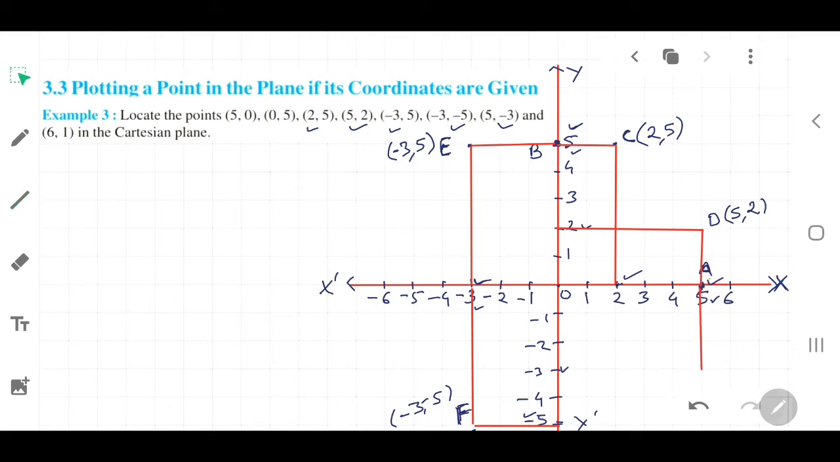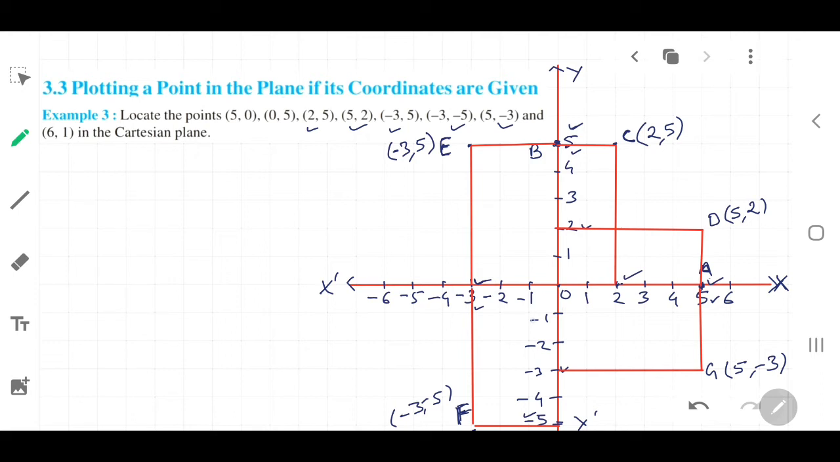Okay. And from here, yes. So this will be the coordinate, and you can name it point G. Any name you can give, okay. I have used G, correct? And you write the coordinate 5 and minus 3.